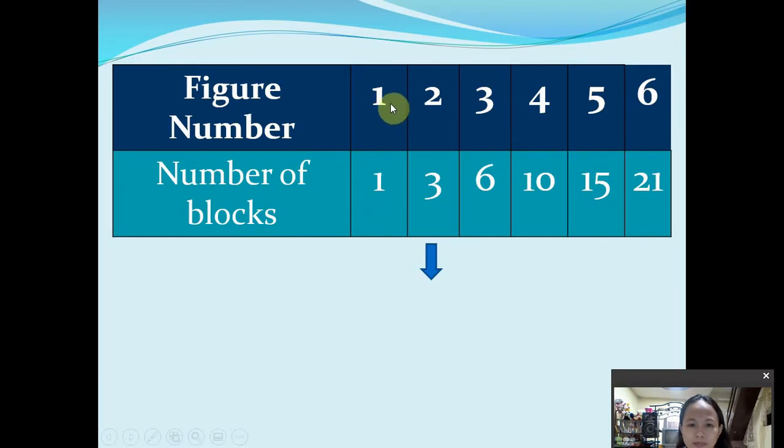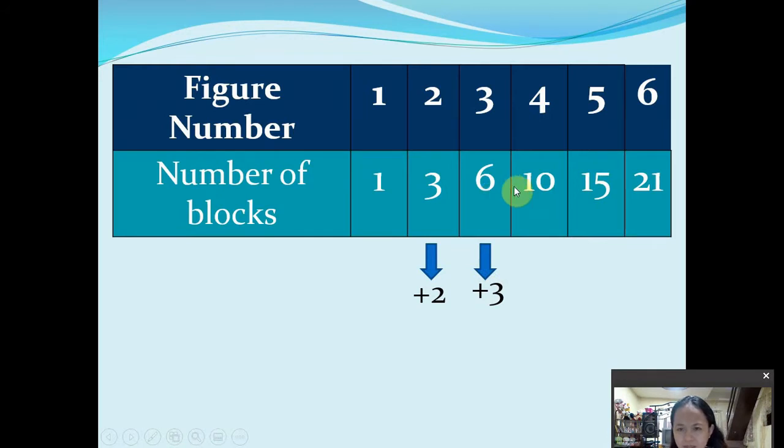Now for the first figure, that's 1. And for the second figure, it becomes 3. What did we do to 1 to get 3? We simply add 2. For the third figure, it becomes 6. So what did we do to 3 to get 6? We simply add 3. That's 3 plus 3, and that's 6.